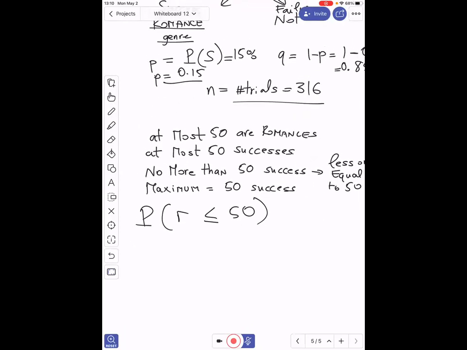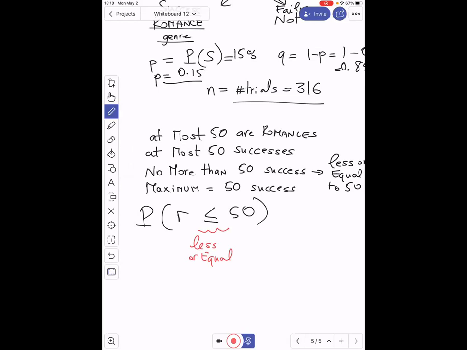So we have this binomial distribution. We want to compute the probability that the number of successes, the number of romances, is no more than 50. So it's less than or equal to 50. It doesn't matter here whether it's less than 50 or less than or equal to 50; for the probability, you're going to get the same answer. All right, so how do we answer this?